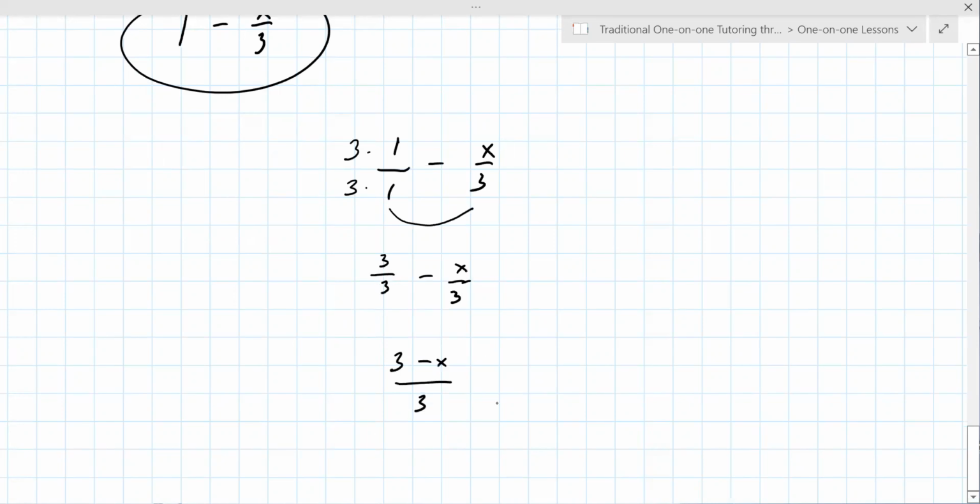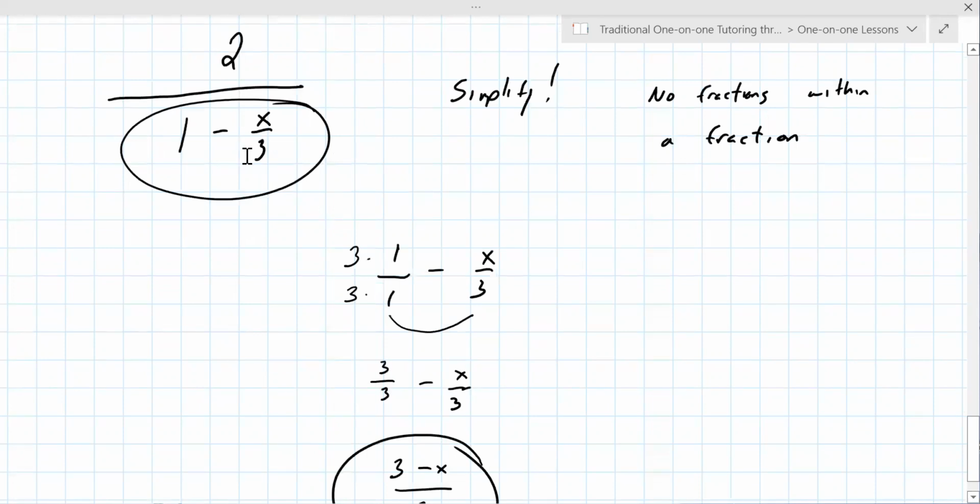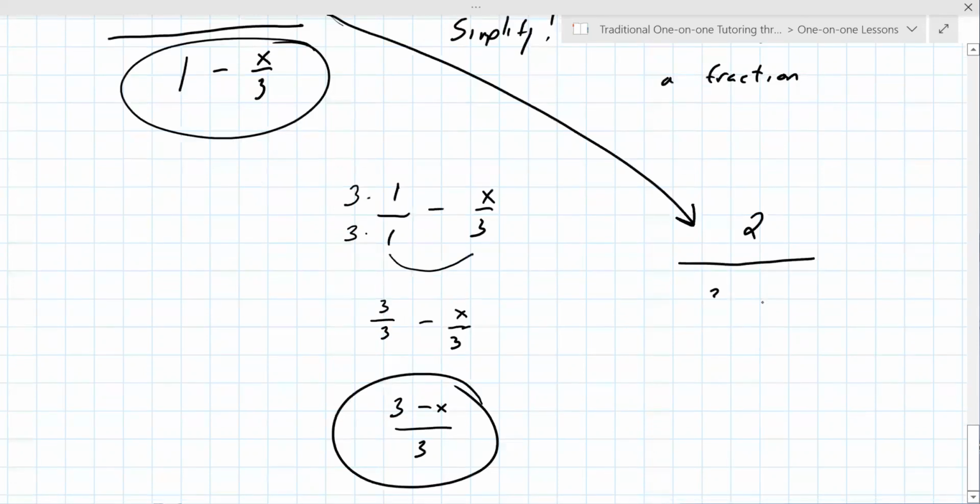So all of this right here, everything we just did, is the bottom. You're sort of taking a detour on this problem. It's not 2 over 1 minus x over 3, it's now 2 over 3 minus x over 3. And now you have a common situation from the previous problems. You can now multiply by the reciprocal.